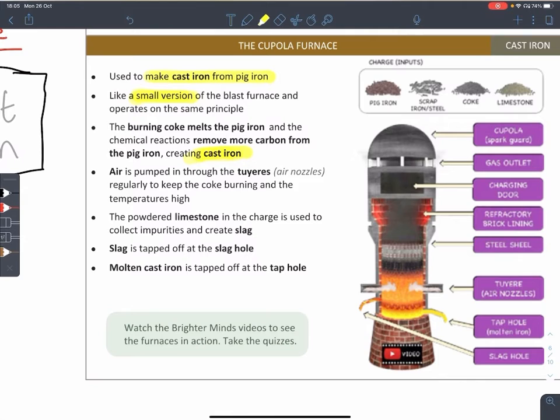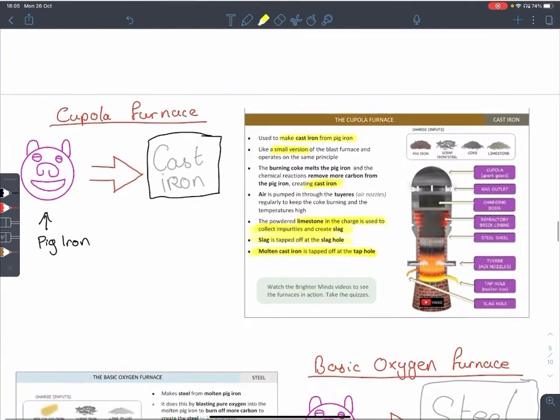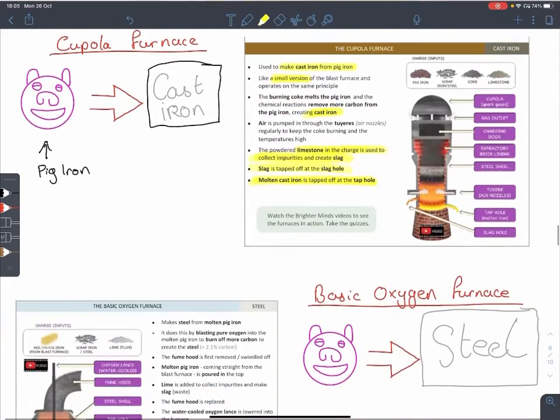Air is pumped through the tuyeres again, exactly like the blast furnace. The powdered limestone in the charge again is used to collect impurities. The slag is tapped off at the slag hole. Molten cast iron is tapped off at the tap hole. So this would be used to make pig iron or cast iron.